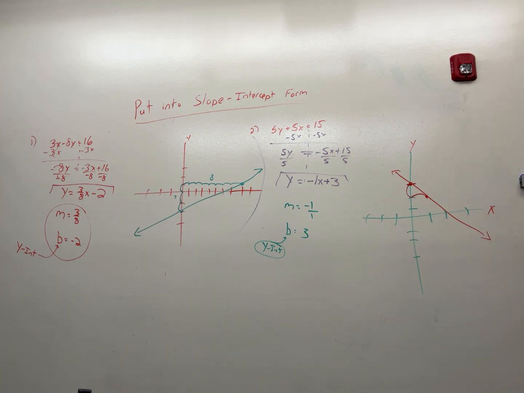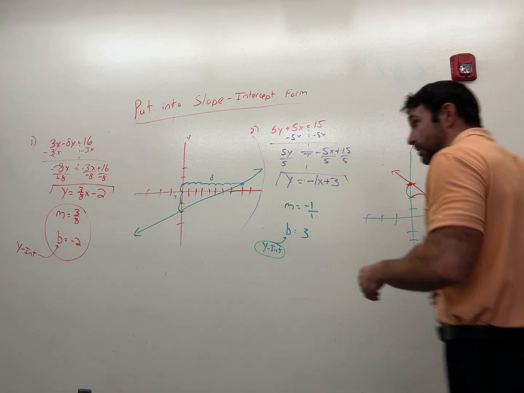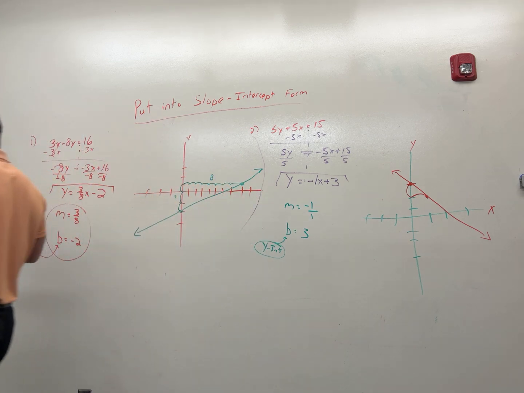This is part of our notes today. We are going to be graphing. Okay? We're going to be graphing from slope-intercept form. That's one of the ways that we're going to be graphing. Okay? Questions?